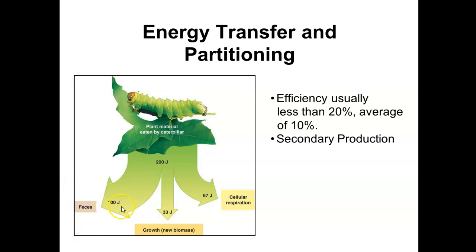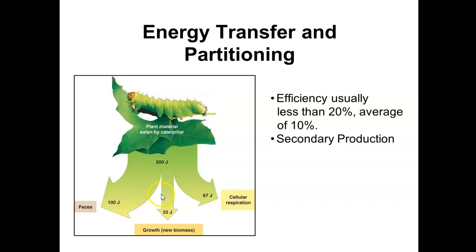So those feces have a huge amount of energy. That's why there's so many living things, including lots of fungi and bacteria, that live on feces, and quite a few animals that are specialists in consuming feces, because there's a lot of energy left in the feces coming out of a heterotroph. As you can see for this caterpillar, 67 joules, so just over 25%, about 30% of the energy is used just to keep the animal alive, cellular respiration, and only about 33 joules, so 15%, 16% specifically, 16.5% is available to pay for growth of the animal.